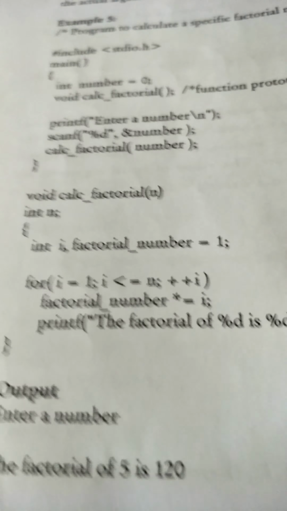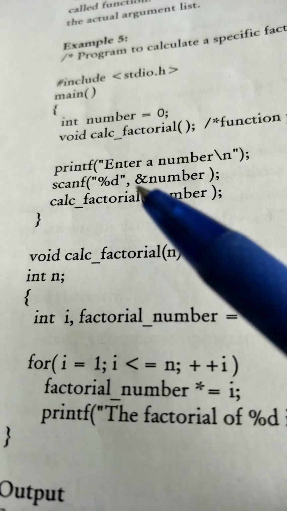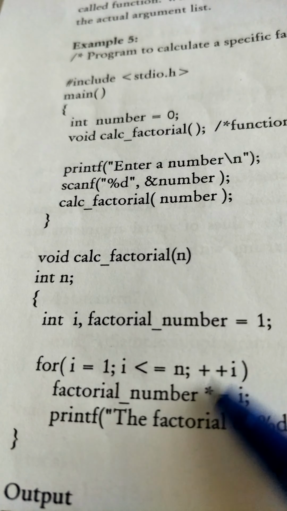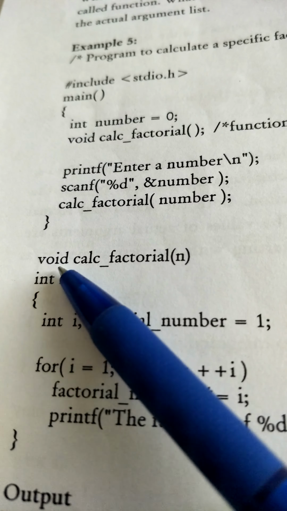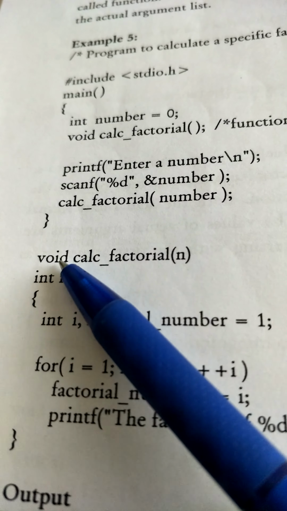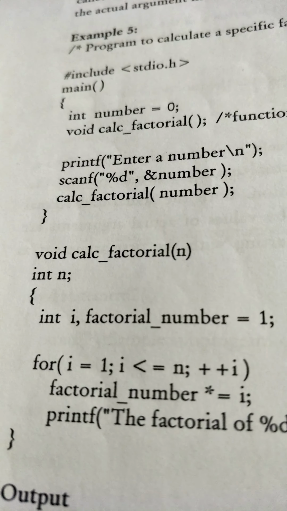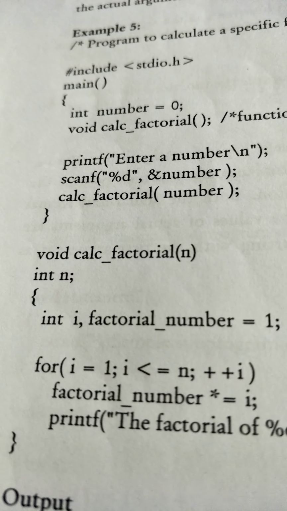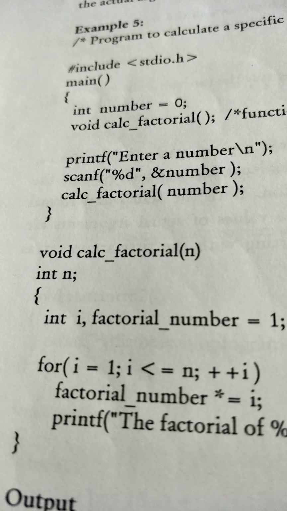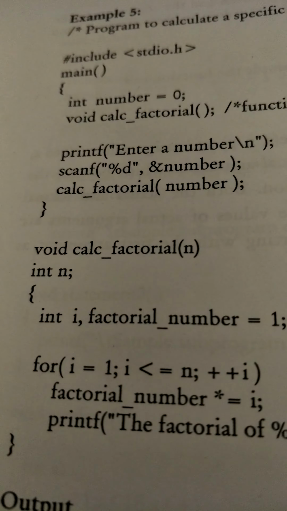So if you look at this function again, since there is no return value to the main from this function, we put the word void here. Void means no return value from the function. Okay, so we have another example that we can look at.